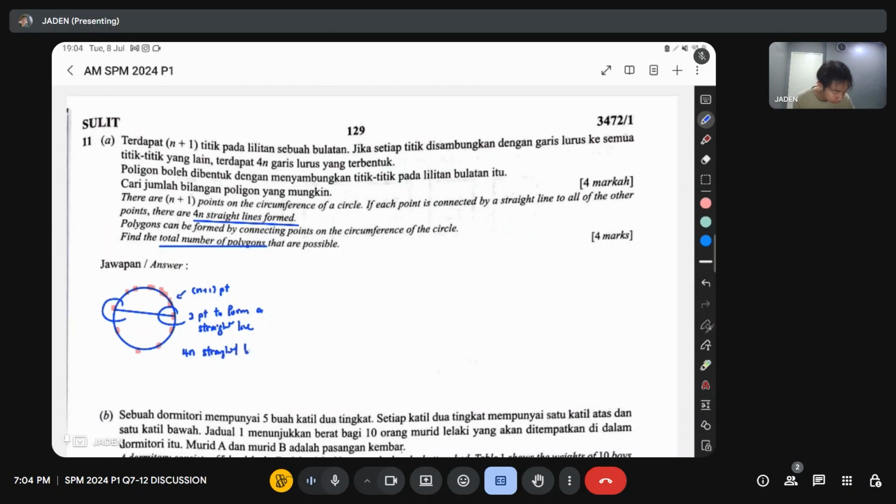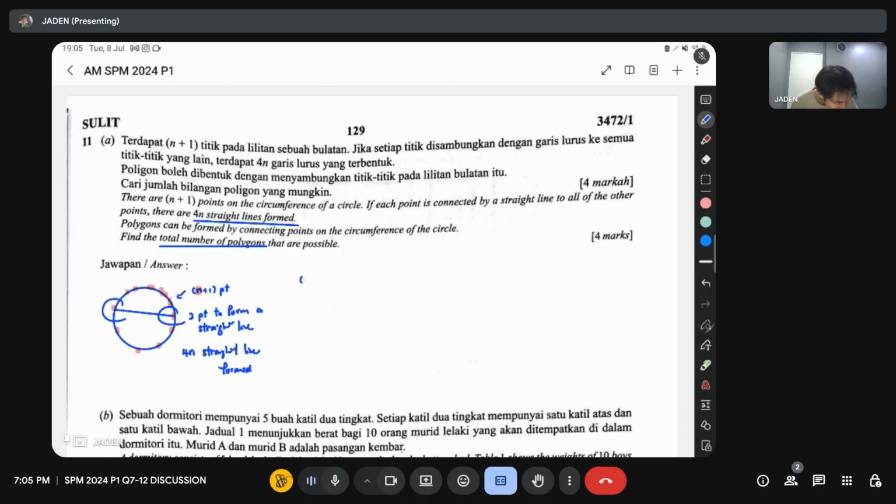We're going to base on this visual to create a valid equation for us to find out the total number of polygons. But before we are able to find the total number of polygons, we must first identify what the n value is. We have to understand how many actual points are on the circumference, because right now we have no idea how many points. That's the question. So how do we form an equation which is valid?